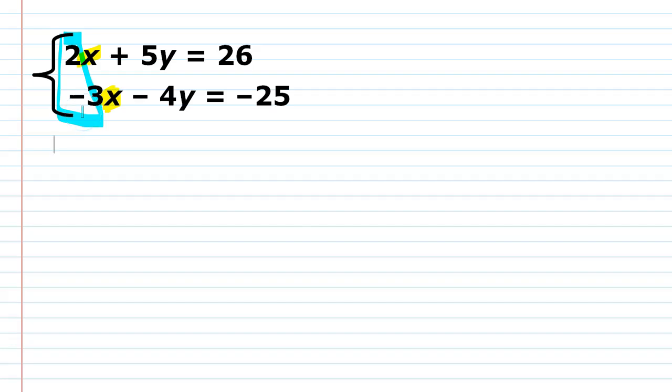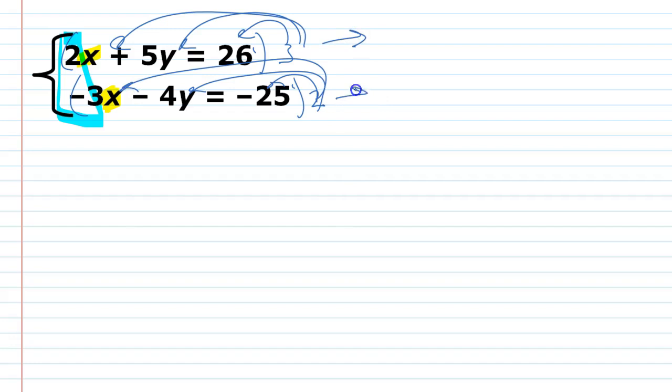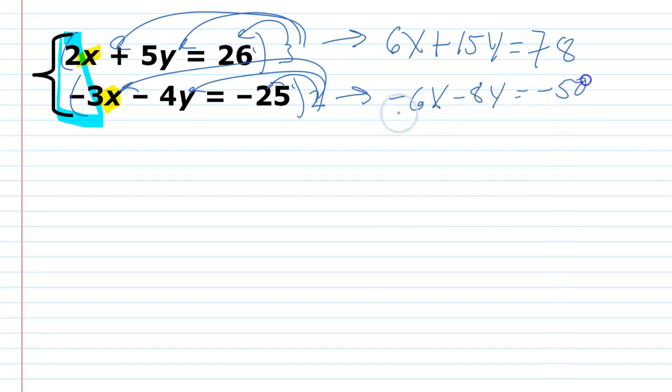Now think, what do both these multiply to? Well, 2 multiplies to 2, 4, 6, 8. 3 multiplies to 3, 6, 9, 12. So that means I can have a common number of 6. In order to do that, I'm going to multiply everything on the top by 3 and everything on the bottom by 2. Remember to distribute all the way through. That gives you 6x plus 15y is equal to 78, and negative 6x minus 8y is equal to negative 50.